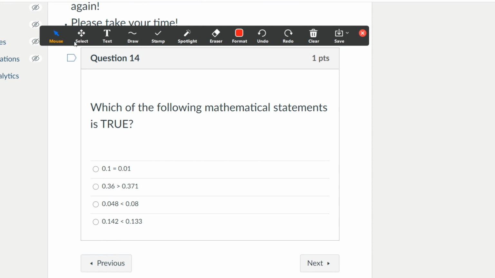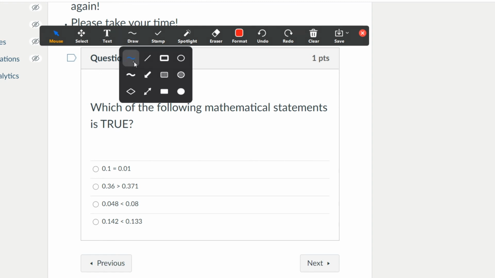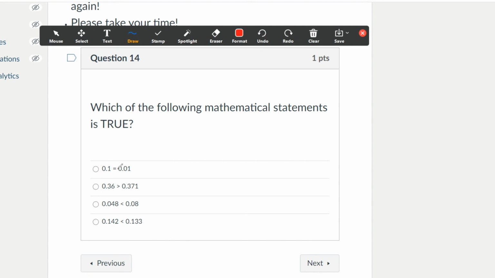Moving on to number 14. Which of the following mathematical statements is true? 0 and 1/10 is equal to 0 and 1/100. We can tell right away this is not true, but if you really wanted to check, you could line them up by their decimal point, and you can see that they're not the same number. 0 and 36 hundredths is greater than 0 and 371 thousandths. Let's go ahead and test that out. We have 0 and 36 hundredths, 0 and 371 thousandths. Fill in that 0 for that nice box shape. 0, 3, 7 is bigger. So we know this is also a false statement.